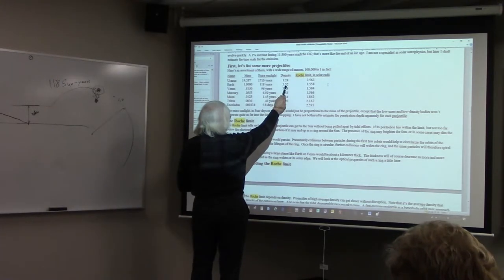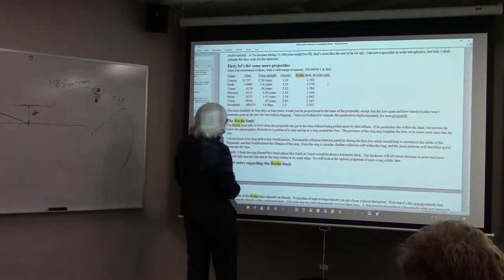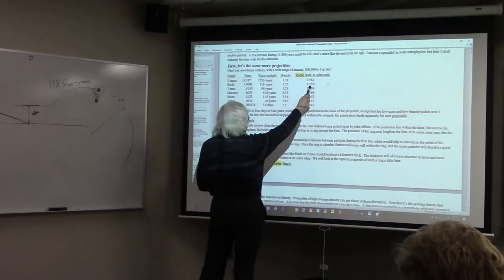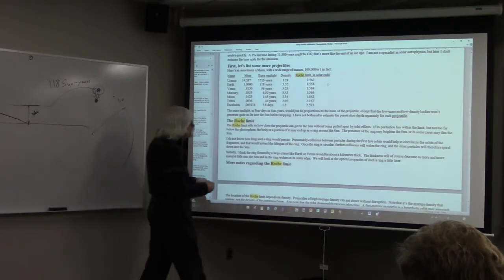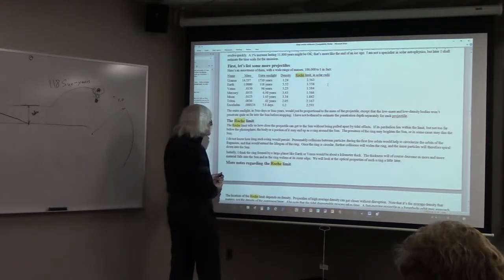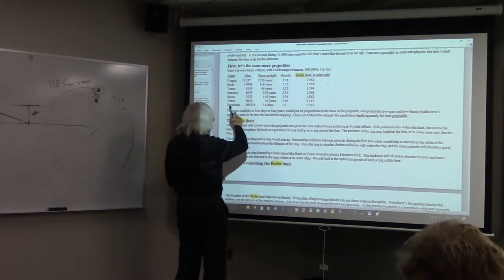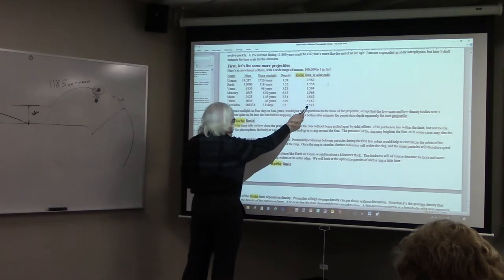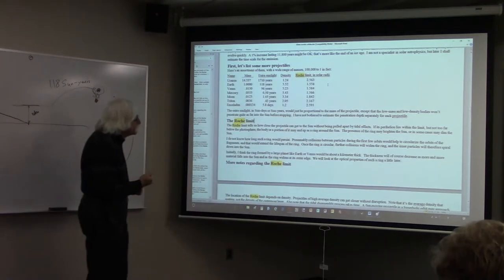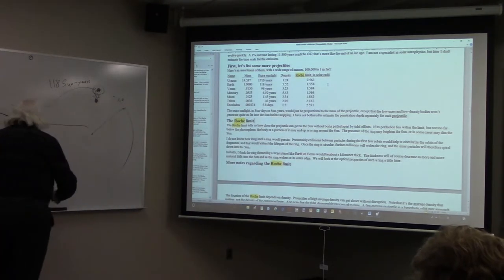In the case of the Earth, you get density 5.52 times water. The Roche limit in solar radii is 1.558. And the numbers vary depending on how dense your object is. Enceladus is made mostly of ice. Density 1.2. Roche limit is out to 2.591 times the Sun's radius.